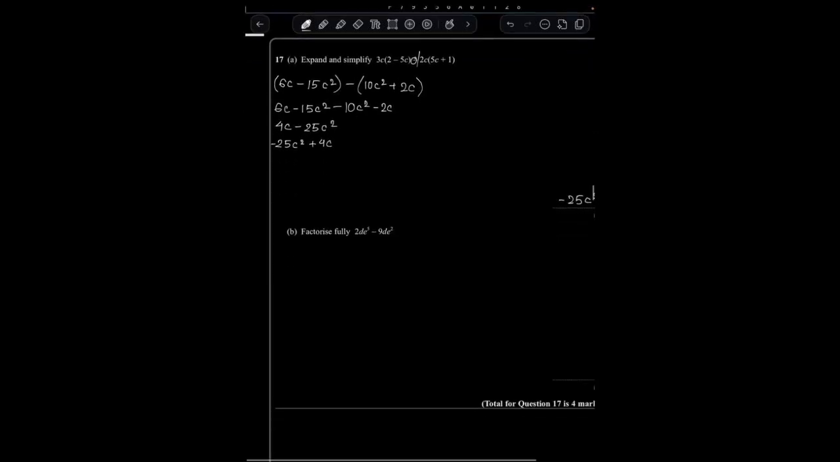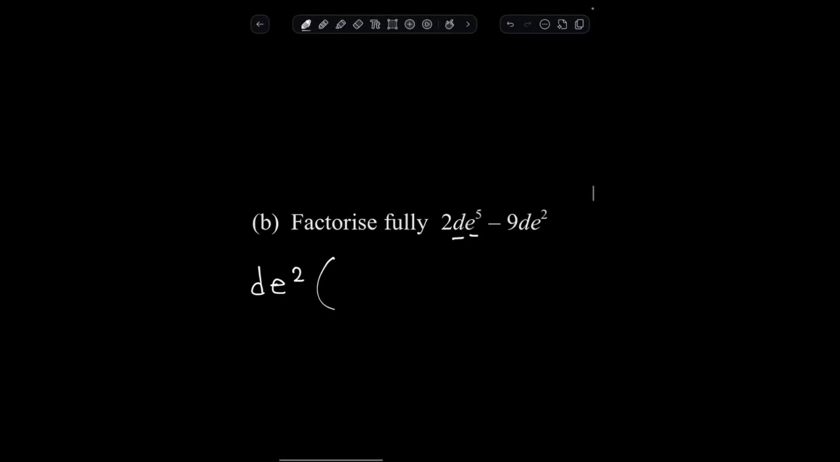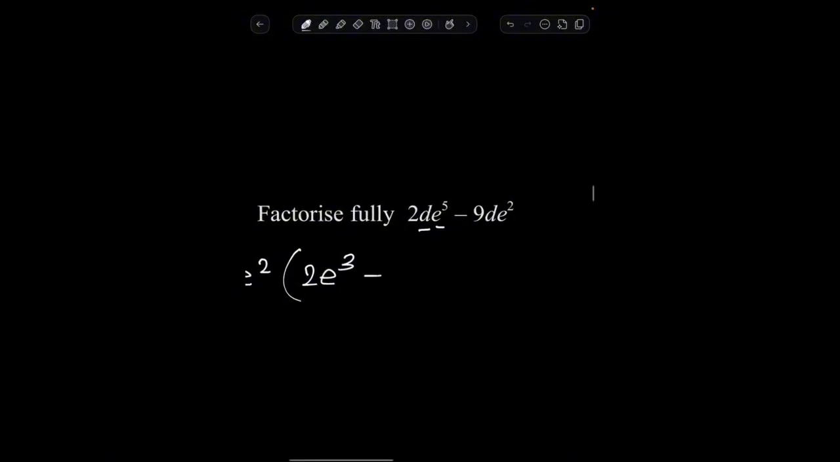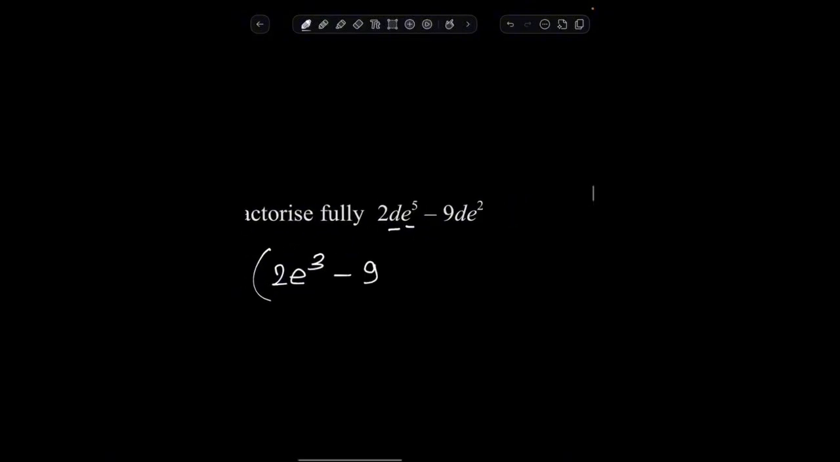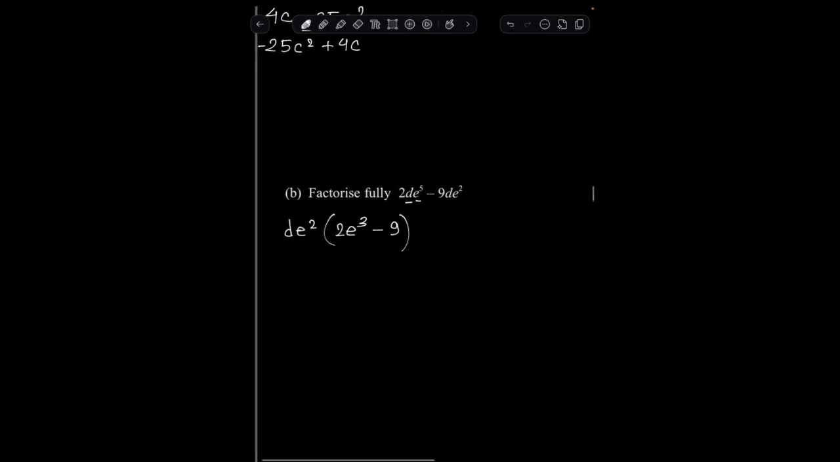The next question says factorize fully the given expression. So from both sides we notice that we can divide d and e, but e square. So let's write this d e square. So if we divide d e square from this side, we're gonna get 2e cubed, and this side we're gonna get 9. Yeah, we're just gonna get 9. That's it. This is the value. So let's write it over here.